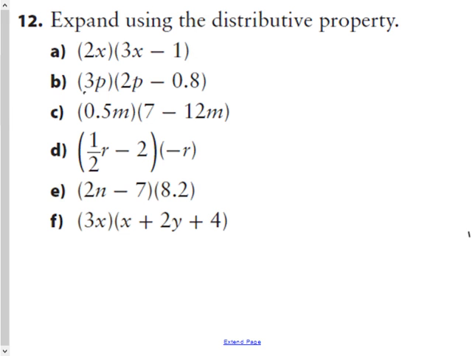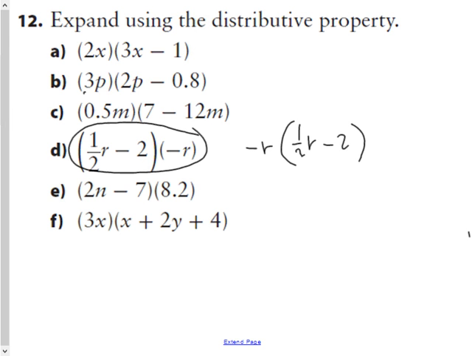Question D. We have a binomial as your first term and a monomial as your second. What I always like to do is rewrite it so my monomial is first and my binomial is second. I just do it because that's the way my brain works. I even put my arrows in still.